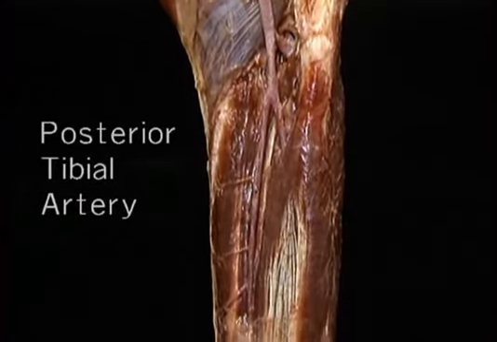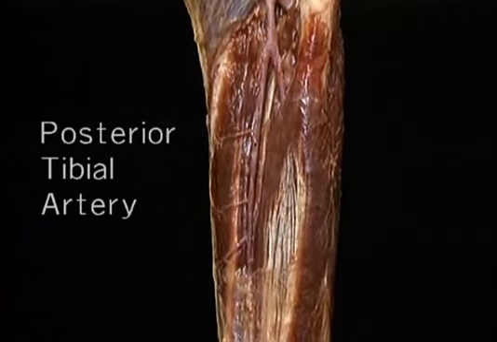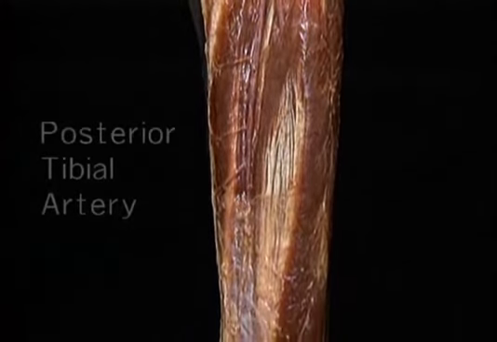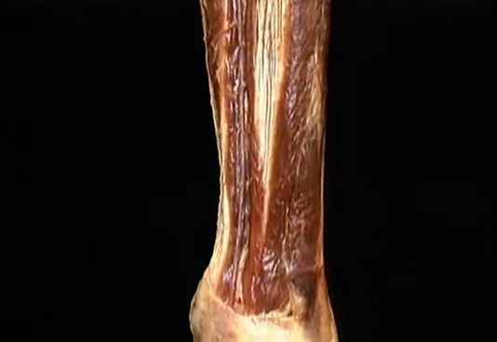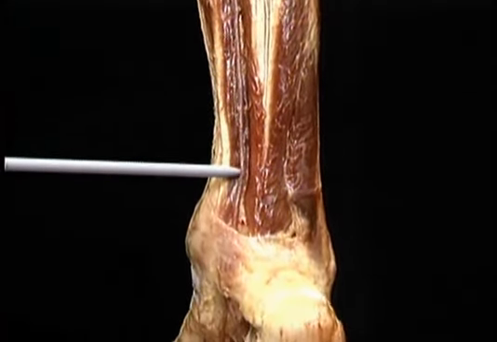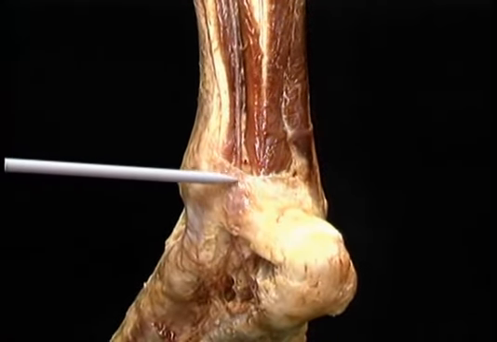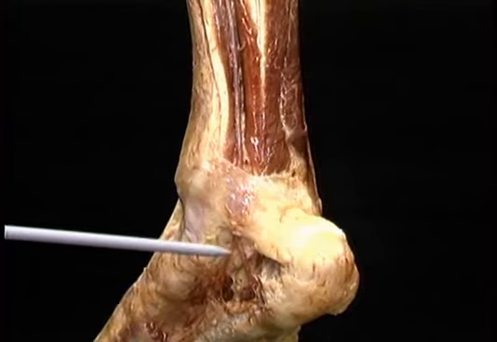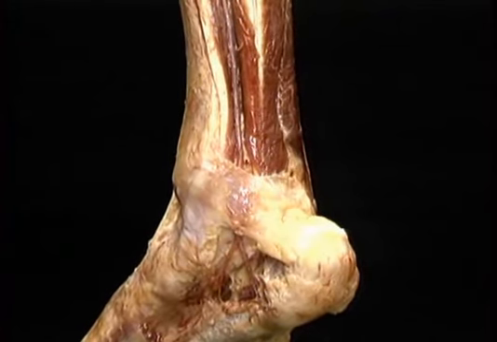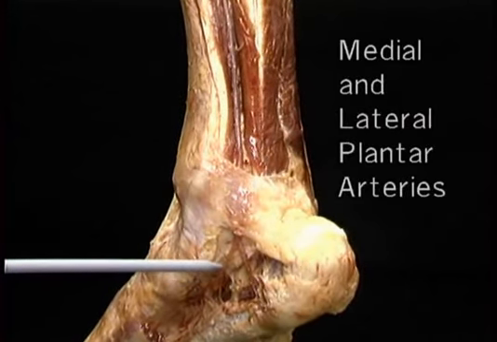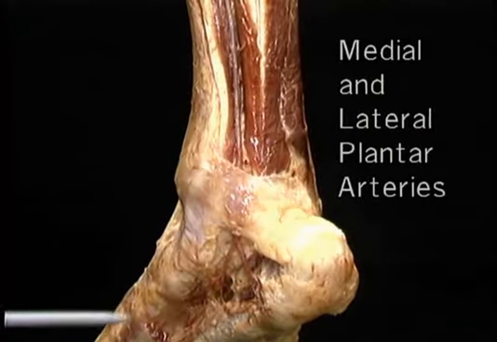It runs down the back of the leg, just behind the deep posterior muscles. It's covered by the increasingly thick transverse intermuscular septum, which we'll remove. As it passes toward the medial side of the ankle, the posterior tibial artery lies just behind tibialis posterior. At the ankle, the artery passes through a tunnel beneath the flexor retinaculum, part of which has been removed here. Within its tunnel, the posterior tibial artery divides into the medial plantar and lateral plantar arteries, which we'll follow in the next section.